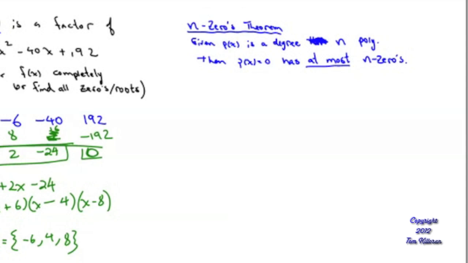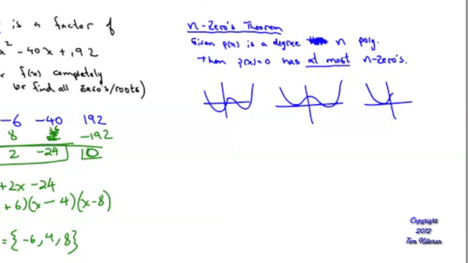So, we could draw a degree 4 polynomial. It's basically a W shape. This would be one that has 4 solutions. This one would be one that has 3 solutions. It would only hit the x-axis here, here, and here. This one would only have 2 solutions. It would have one here and here.